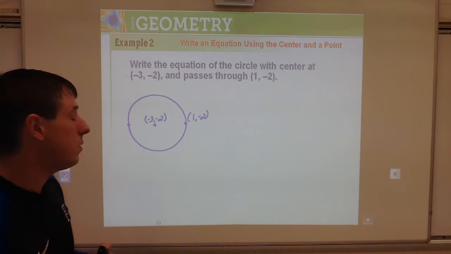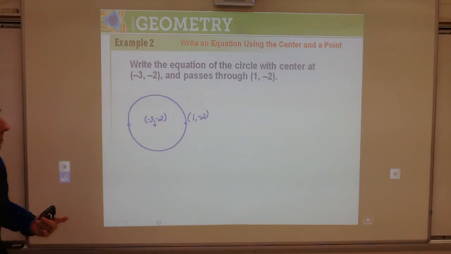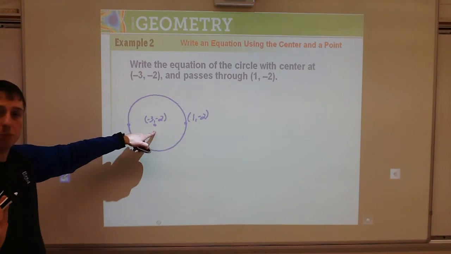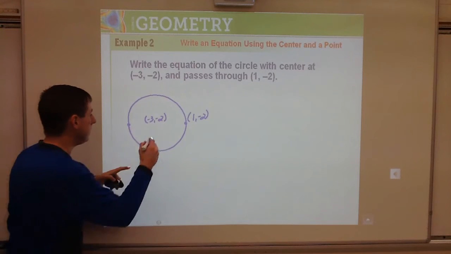So it's a lot different than the other ones. They didn't give me a radius. They gave me the center, so the center's pretty normal. Just slide that over a little bit. Leave one center.